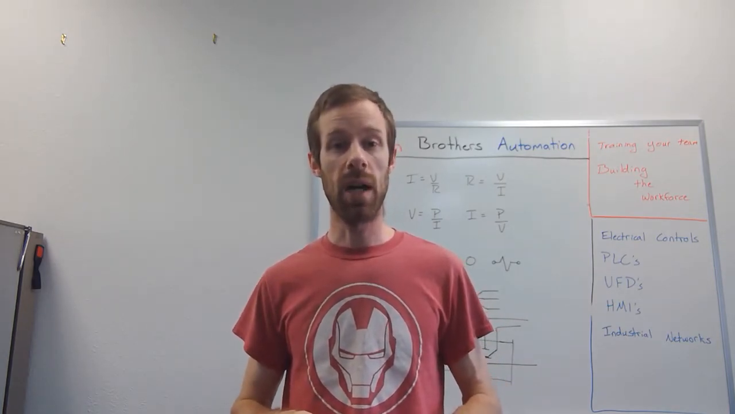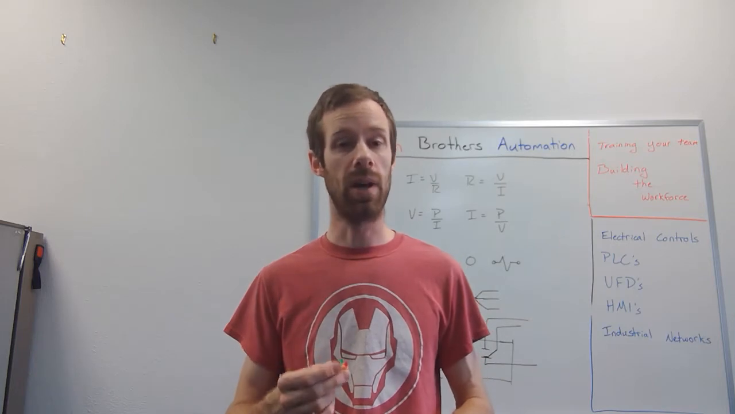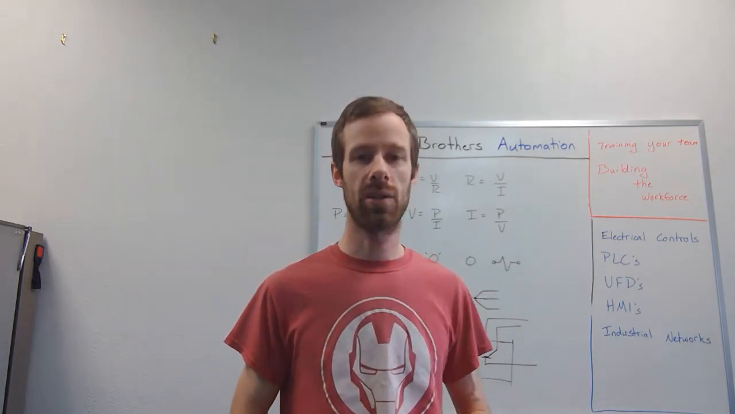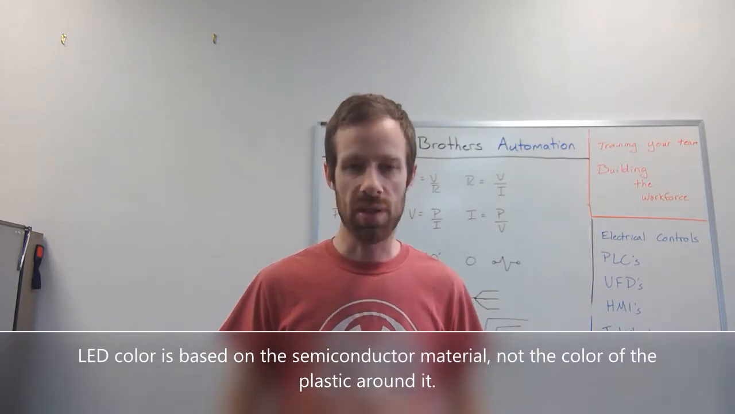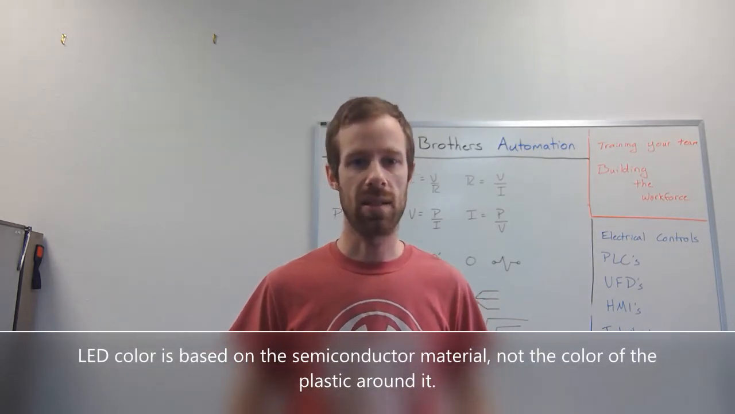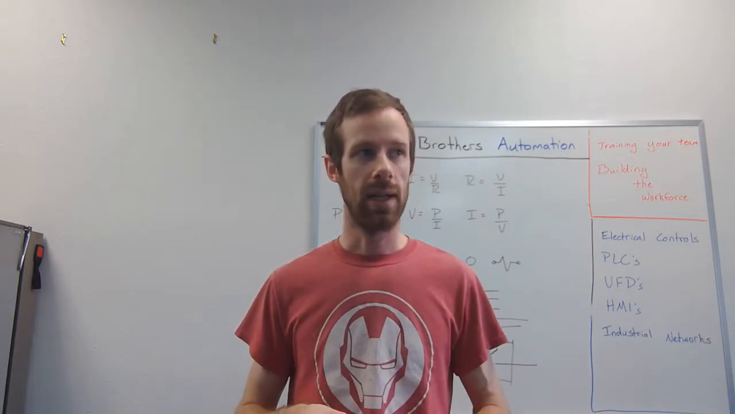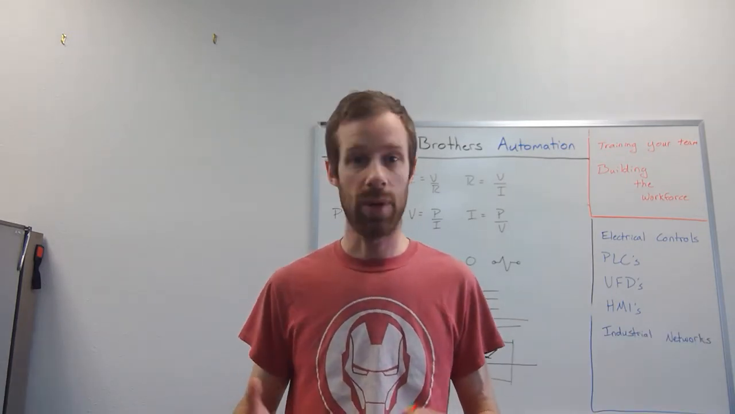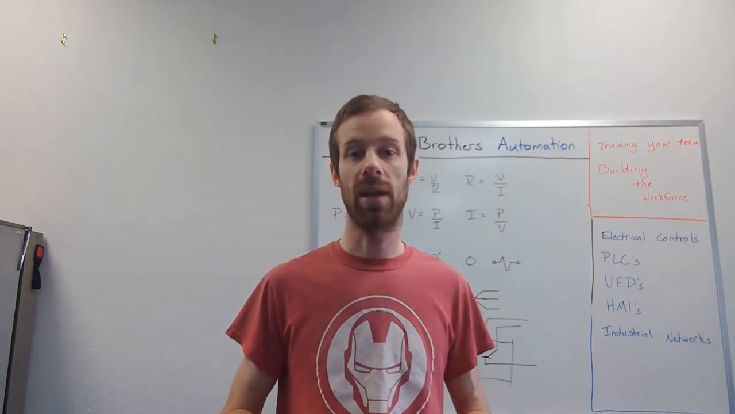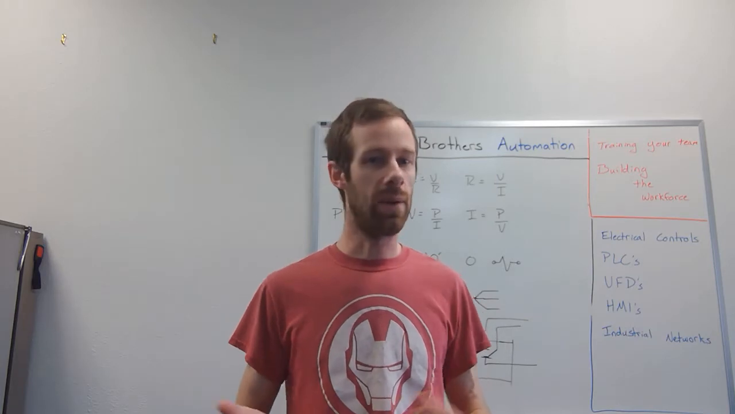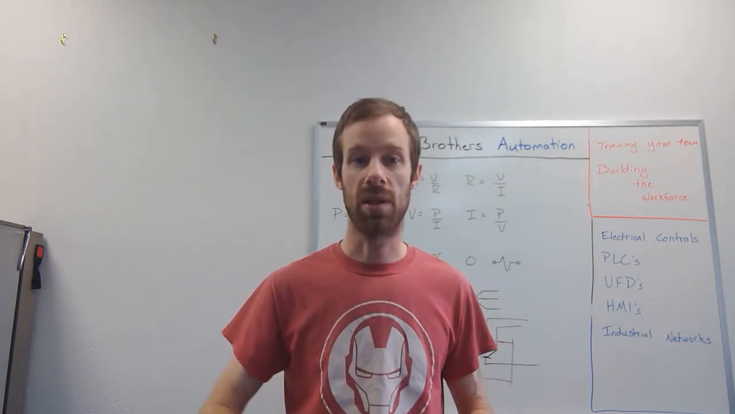They're also much smaller. The color of an LED is based on the semiconductor material that's used to design it, rather than with most lights, where the color of the light is based on the color of the bulb around it. So if you wrap it in green plastic, you'll get a green light. If you wrap it in red plastic, you get a red light. Like the brake lights in your car, they're only red or amber because of the color of the plastic around it.